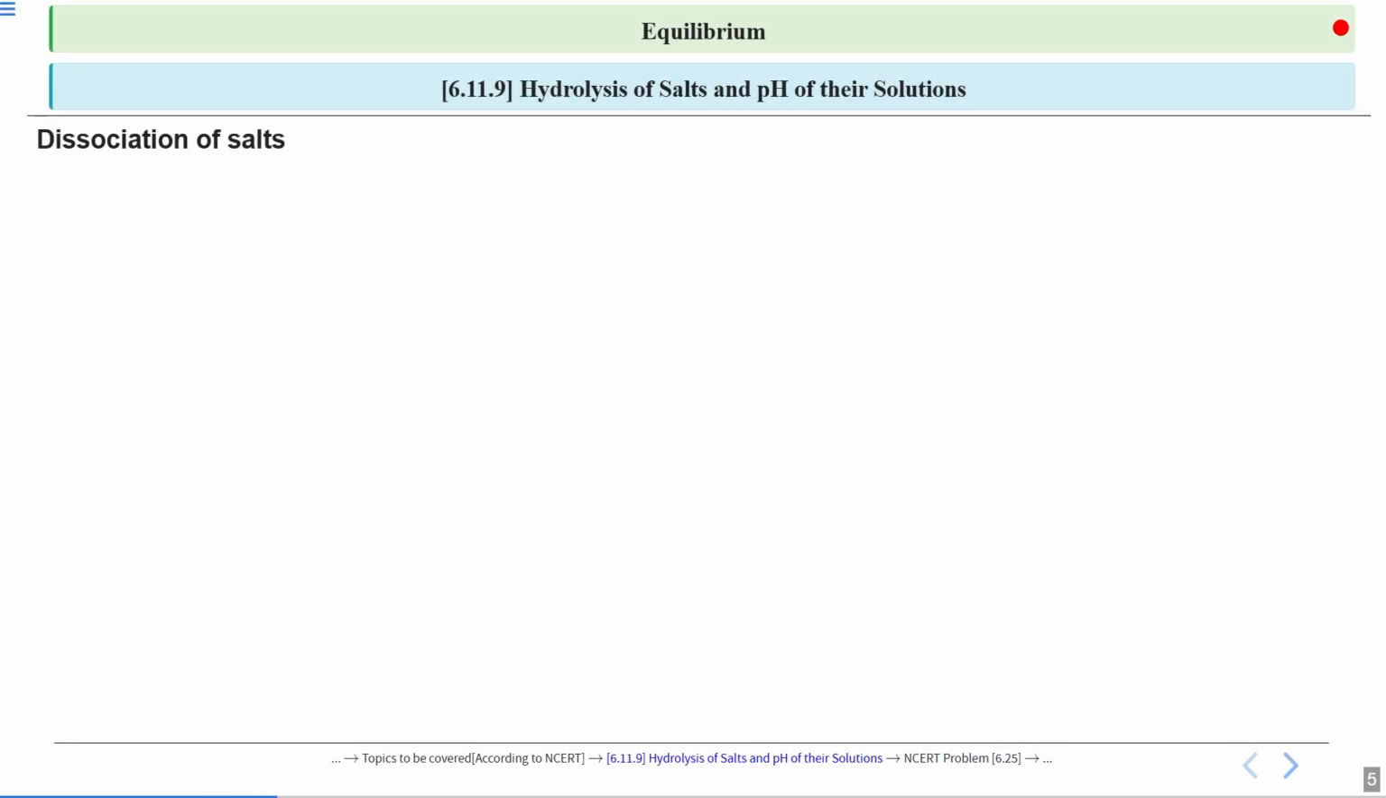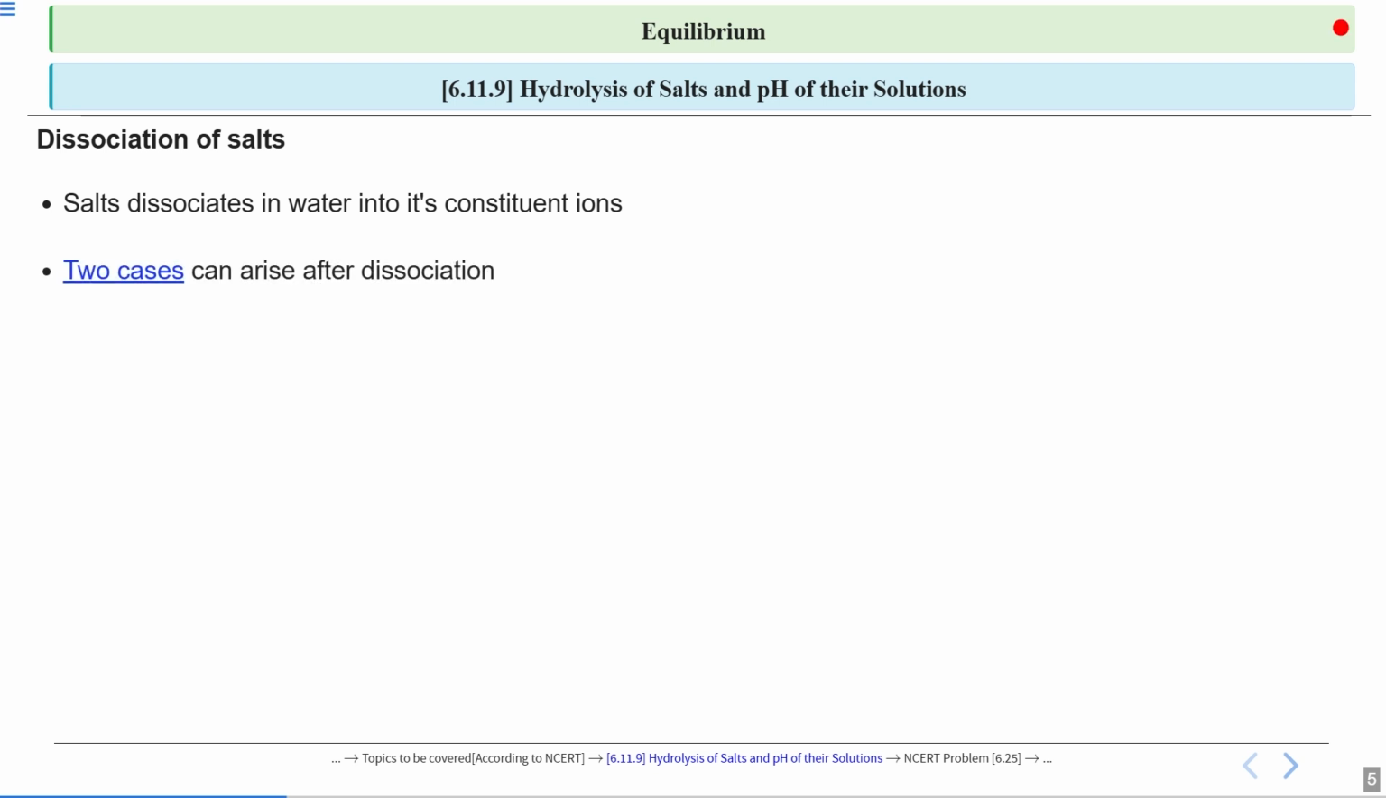To understand this, first you have to know how a salt dissociates in a solvent. If you are dissolving a salt in water, then it dissociates into its constituent ions. We know it very well. Salt is a strong electrolyte and it will dissociate completely. After this dissociation, two cases can arise, depending upon the nature of the ion that is released upon dissociation.